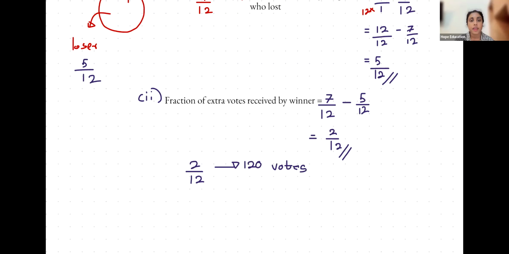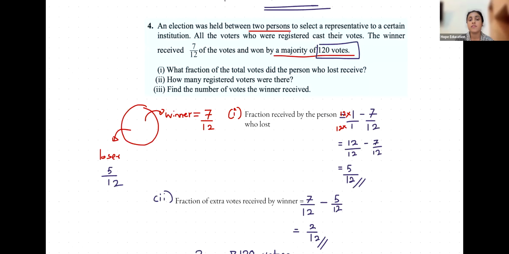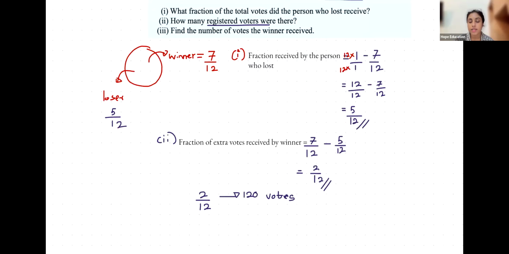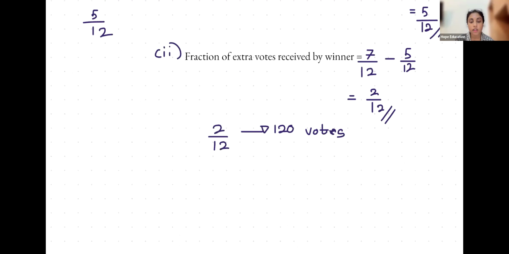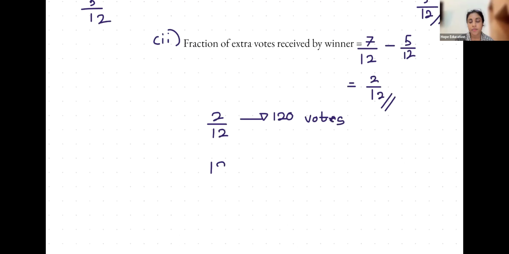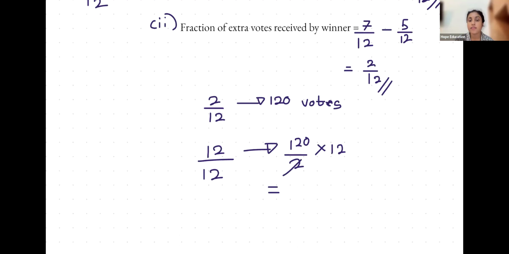Okay, so how many registered voters? That means how much is the total? If 2/12 is 120, I want to find the total. Total is 12/12. How do I find that? 2/12 is 120. So if I divide that by 2, I get for 1. Then I multiply by 12, then I get for 12. So 2 times 1 is 2, 2 times 6 is 12, 6 times 12 is 72. So the total would be 720 voters.